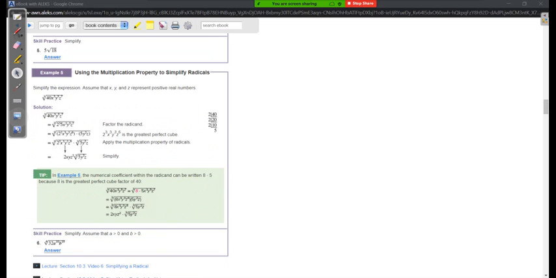This one looks like a bundle of joy. Okay, so here we go. Simplify the expression. Assume that x, y, and z represent positive real numbers. All right, so nothing new. Okay, so this is a cube root.